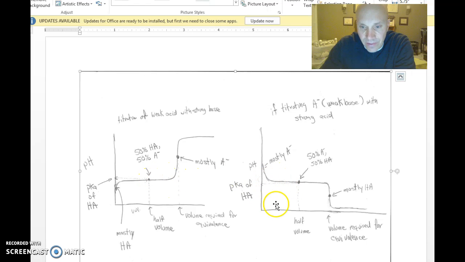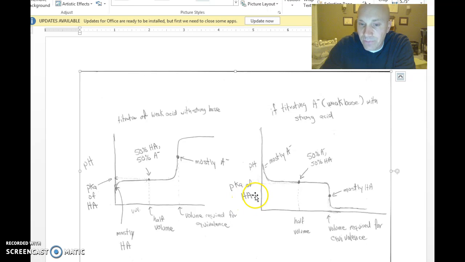And just like we had the half volume when we were titrating with the strong base, we're going to have the same type of situation here, where we have a half volume in the middle of that buffered region. When you're at that half volume, you're going to have 50% A minus, 50% HA. Notice that's the same thing that you have right here. At this point in the titration, you would have essentially the exact same thing in both of these. And since over here we knew that would be the pKa of your HA, if you do the same thing right here, this would be the pKa of your HA.